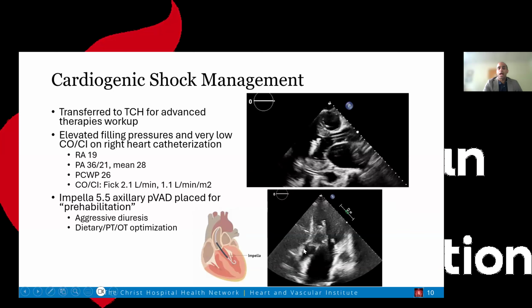And we use these devices commonly in advanced heart failure for treatment of shock, while patients list and wait for heart transplant, as well as in these situations where someone needs a form of support and you're determining if they're a candidate for LVAD or transplant as well.